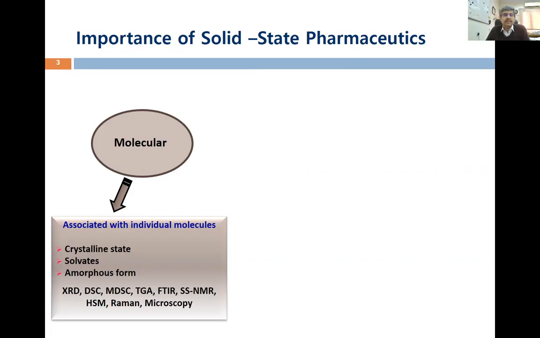Solid state properties can be classified into three categories. Molecular level properties are associated with the arrangement of individual molecules in the crystal lattice or in the solid form. Solid form, as we know, is the condensed state of matter as against the liquid or the gaseous state, where the molecules are moving randomly and ceaselessly. In the solid state, the molecules are held together by intermolecular interactions, and it can lead to crystalline state, solvated state, or the amorphous form. These are the instruments that are used for the characterization of the molecular level of solid state.